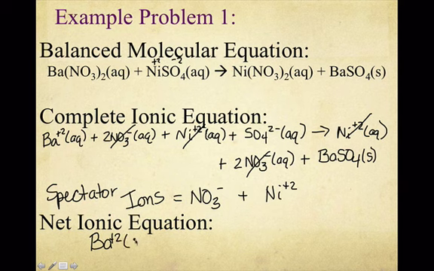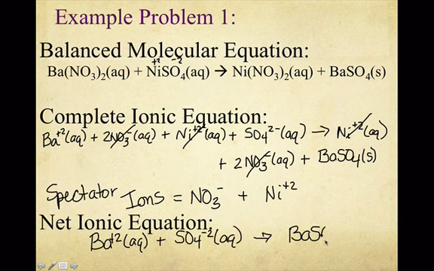So it's Ba plus 2 plus the sulfate ion gives you the barium sulfate solid. And you should check that the ions you're putting together over here should produce the solid that you want on the product side. So if I put this and this together, I will end up with barium sulfate. And that's what they are.